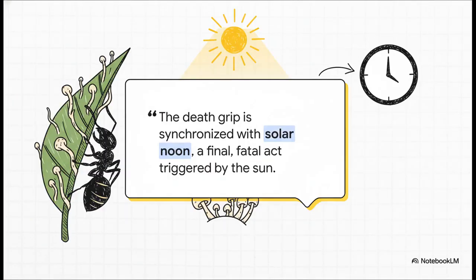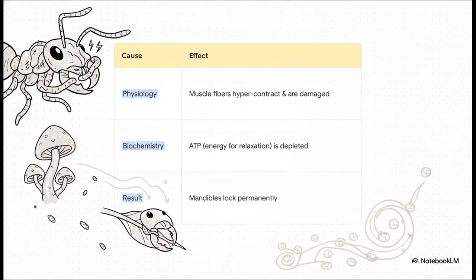So when the ant reaches its final spot, usually on the underside of a leaf, it just waits. The fungus actually uses the sun as a trigger. Right around solar noon, it forces the ant to perform its final act, a powerful, irreversible bite into the leaf vein. So how does it make that bite permanent?